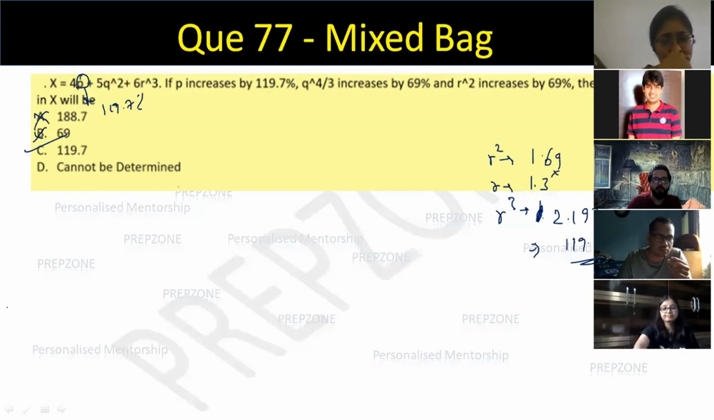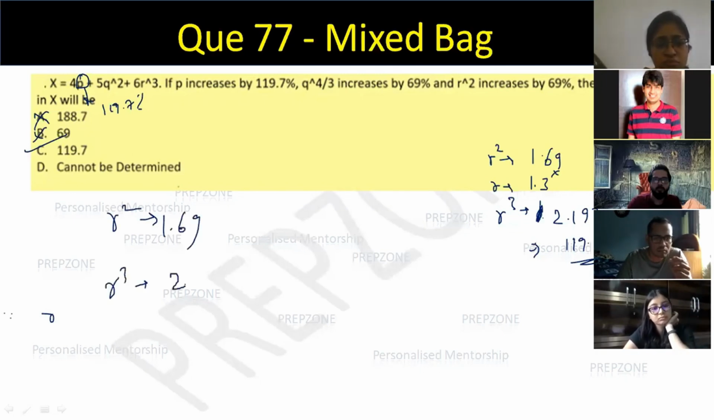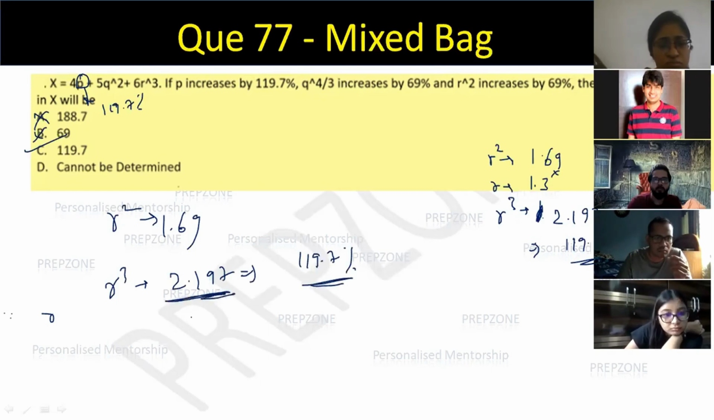And then if you do have to check, what do you say? R we have already done: R square is increasing by 69%. So R square is 1.69. So R cube will be 2.197, which means a 119.7% increase. Okay. I hope you guys know this, right? That this is 2.197, so you subtract 1 and it is 1.197. So 119.7%.